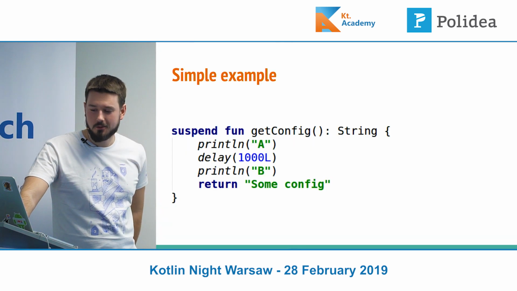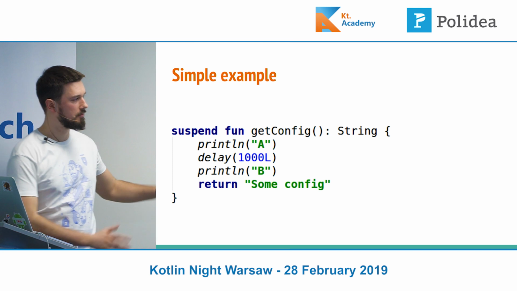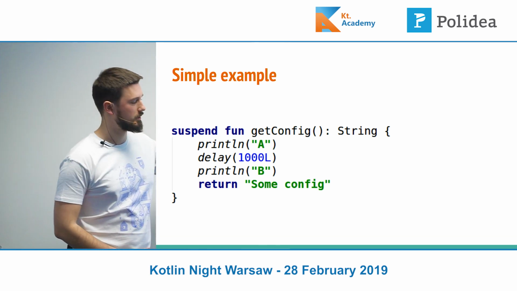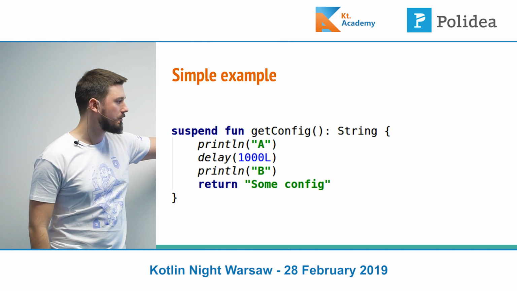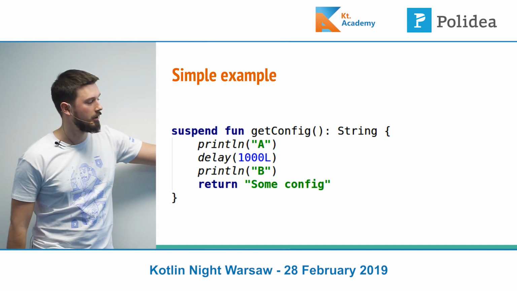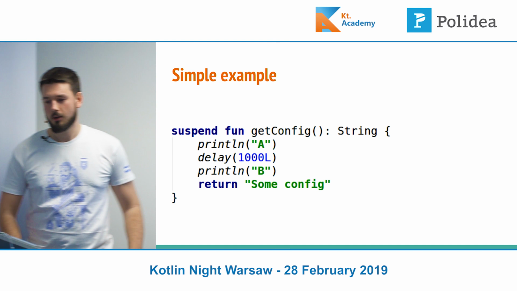Okay, so we will start from this very simple function. It has one suspension point, delay, okay? There is something going on before, there is something going on after. One suspension point. What is this delay?